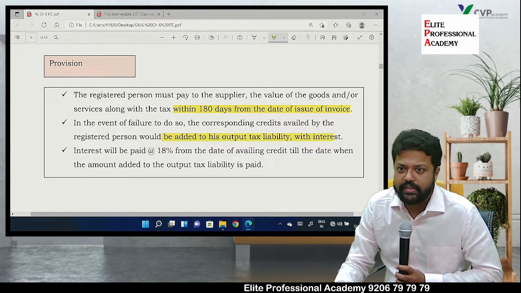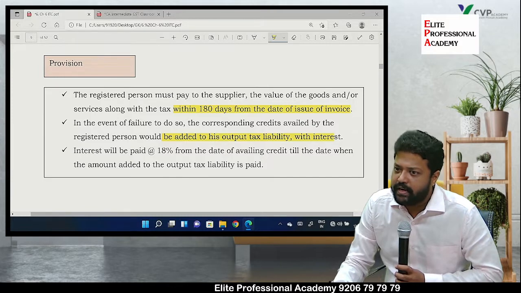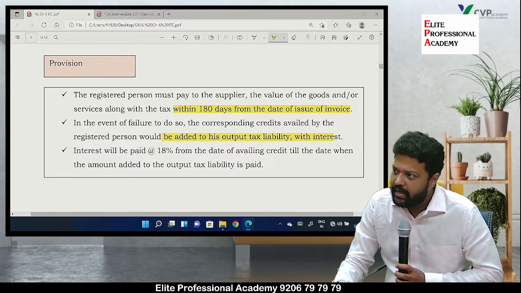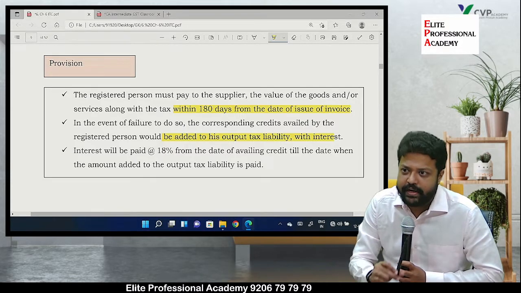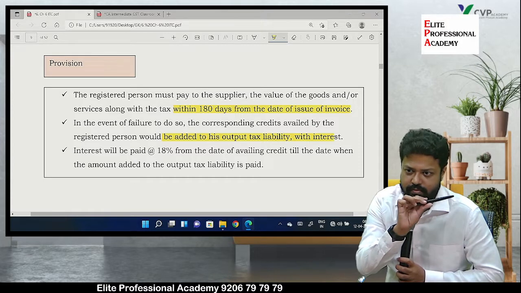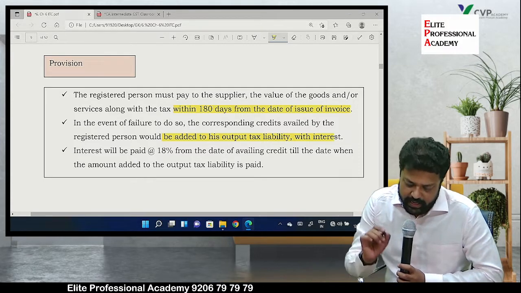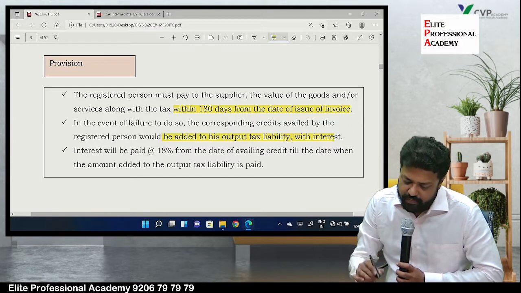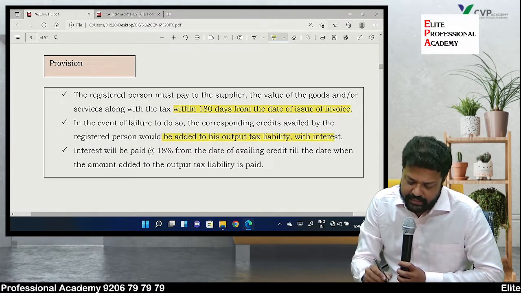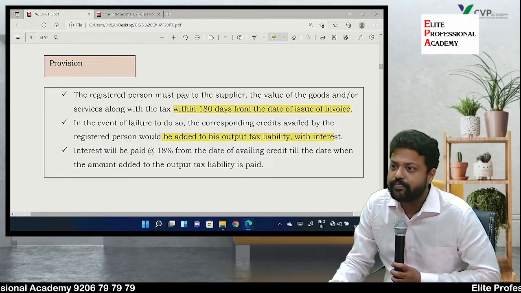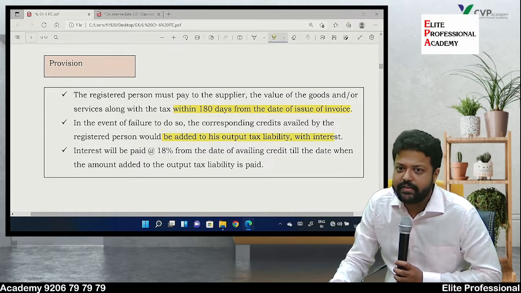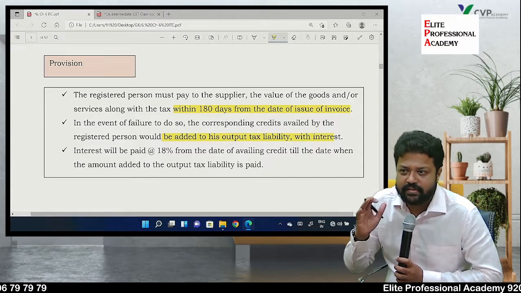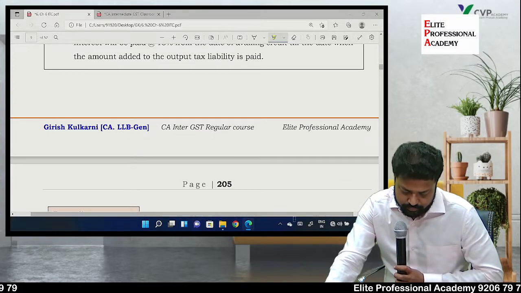Added to his tax liability means whatever tax liability was there for the month of May 2022, in that liability he will also add the tax pertaining to that 1st December invoice. Interest will be paid at the rate of 18% from the date of availing credit till the date when the amount is added to the outward tax liability. Interest, because that was not eligible, you have still claimed, so you have to pay interest.